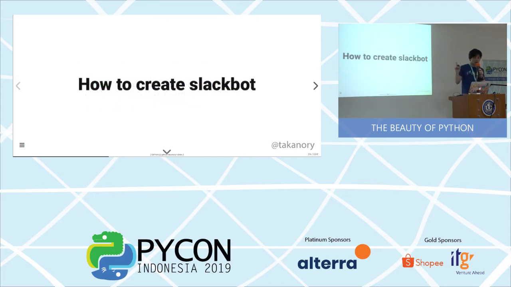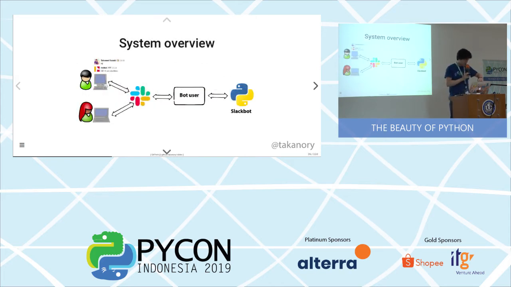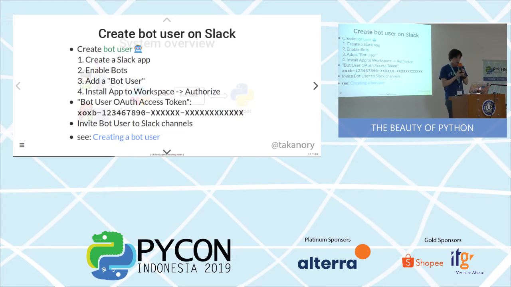Okay, next, how to create a Slackbot. This is the system overview. I send a message, hi, to Slack, and the bot user gets the message, runs and parses this message, and responds, hi, I am Beerbot, and displays the response message on Slack. This is interactive, simple.